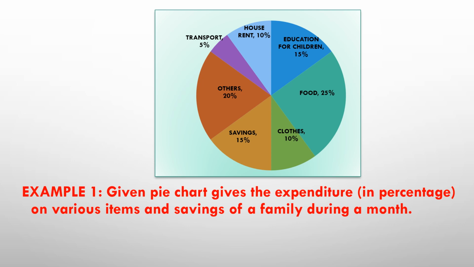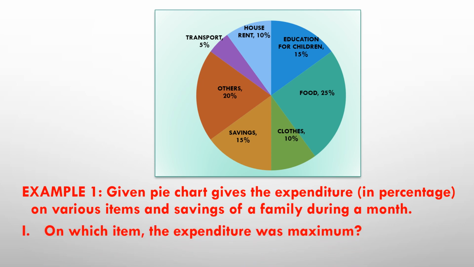Let us take the example of this pie chart. It gives the expenditure in percentage on various items and savings of a family during a month. On which items the expenditure was maximum? Look at the graph. The sector of which item is the biggest? Yes, it is for food. So the expenditure is maximum on food.